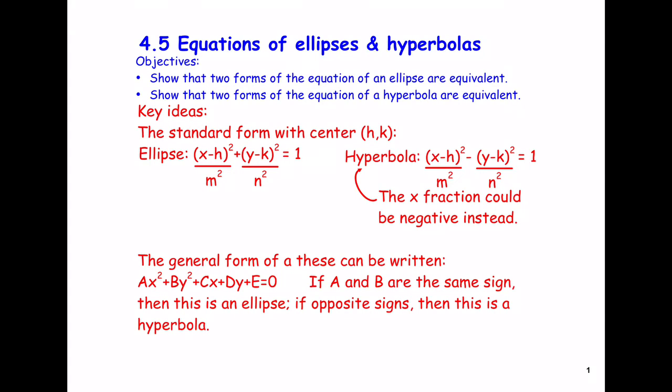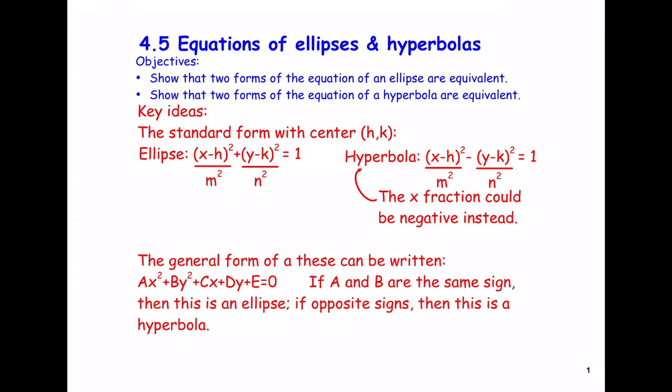4.5 Equations of Ellipses and Hyperbolas. The objectives that we're going to cover today are: we are going to show that two forms of the equation of an ellipse are equivalent. We're going to show that two forms of the equation of a hyperbola are also equivalent.